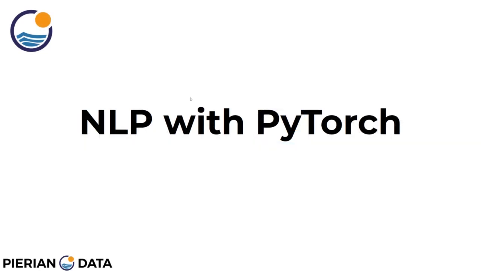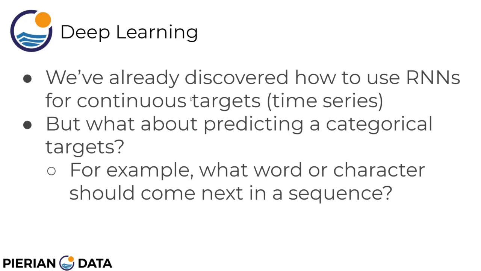Welcome back, everyone, to this section of the course on natural language processing with PyTorch. We've already discovered how to use recurrent neural networks for continuous targets, such as a time series. But what happens when we want to use recurrent neural networks for predicting categorical targets? For example, what word or character should come next in a sequence of words or characters?